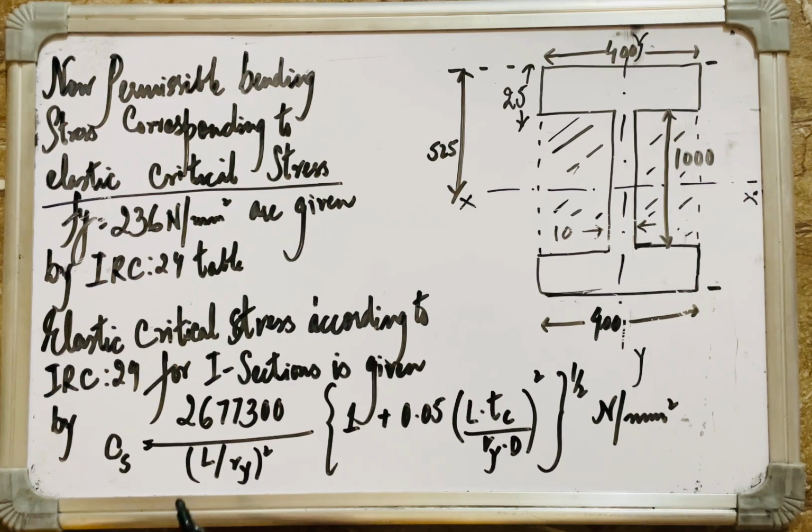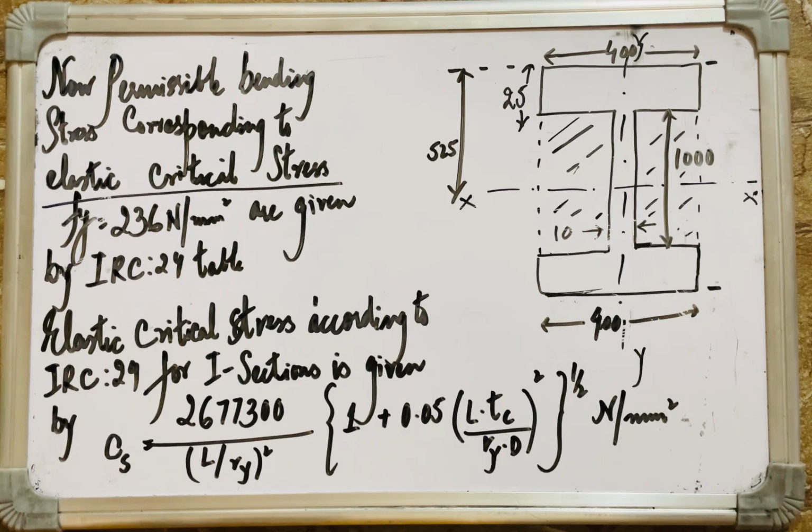In this formula, please note that L is the effective length of the compression flange, Ry is the radius of gyration, D is the overall depth, Tc is the effective thickness of the compression flange. Every term is denoted. Let me repeat once again. L is the effective length of compression flange. Ry is the radius of gyration. D is the overall depth of girder, and Tc is the effective thickness of compression flange. If we know all these things, we'll be calculating our elastic critical stress.